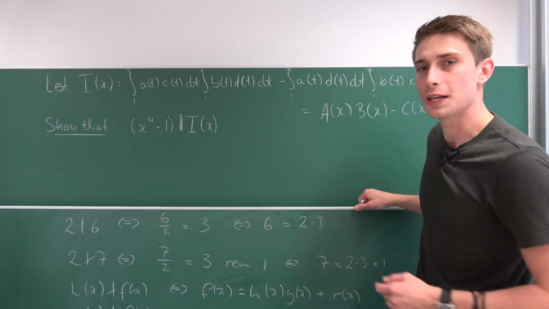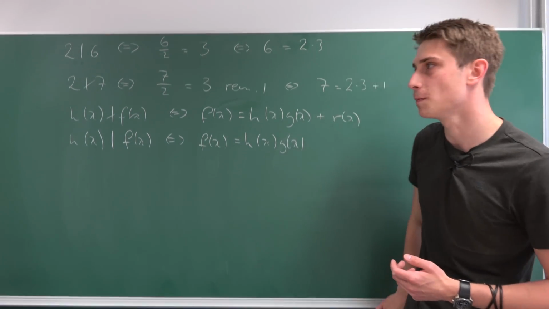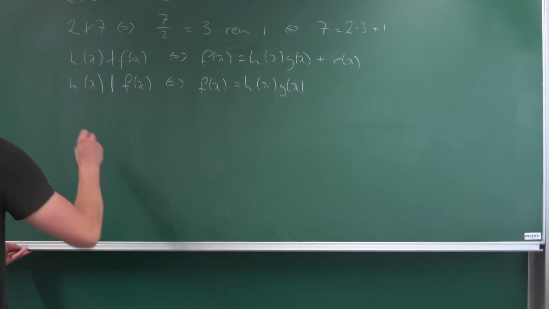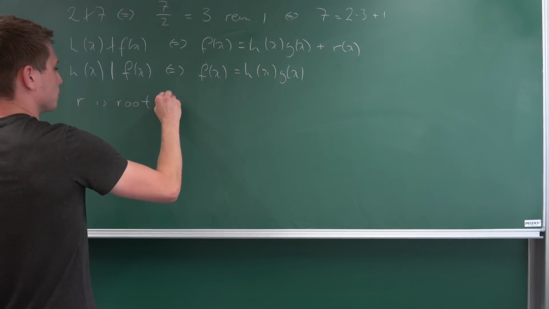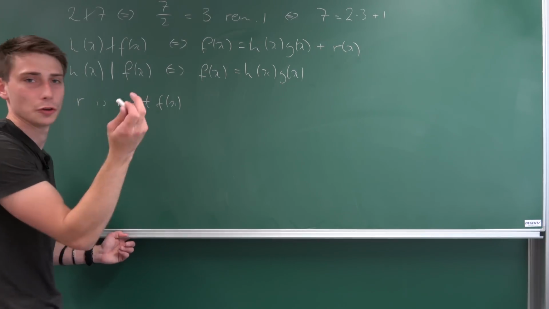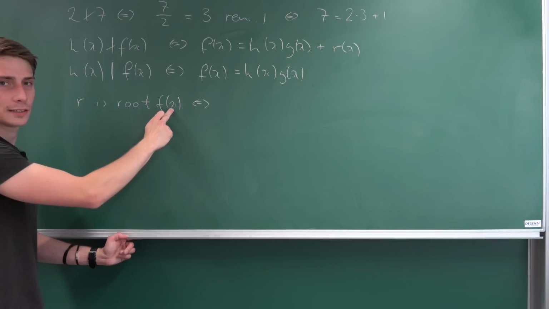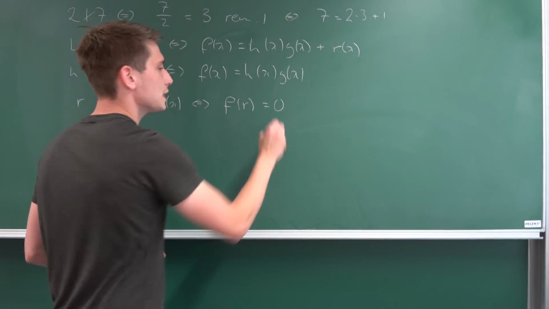Maybe we should take a look at a thing called roots of a polynomial. So what does it mean for something to be a root of a polynomial? Let's assume R is a root of f of x. That means if we plug this very R into x, so f of R, we are going to end up with a 0.